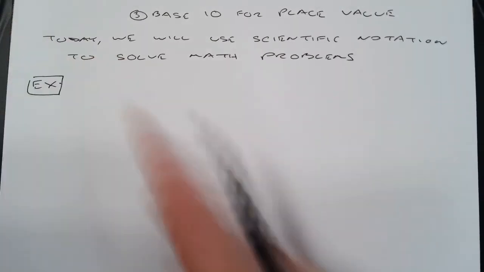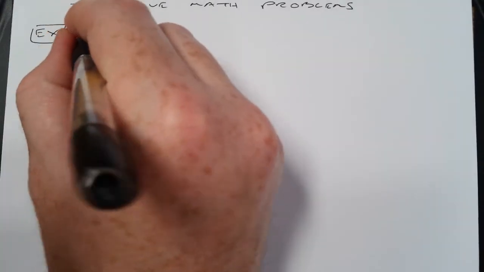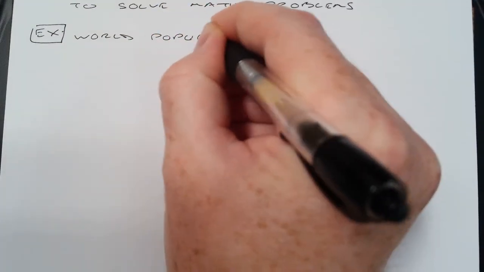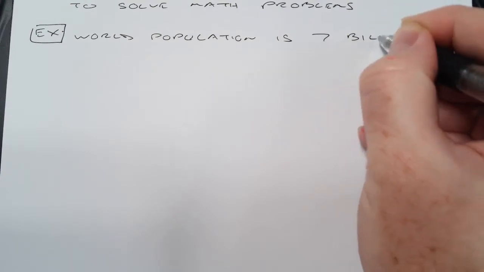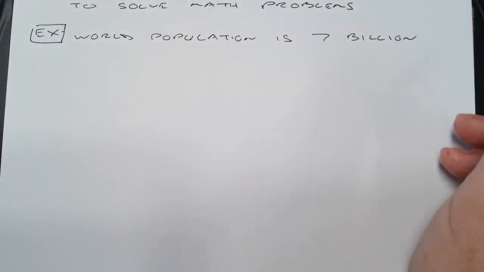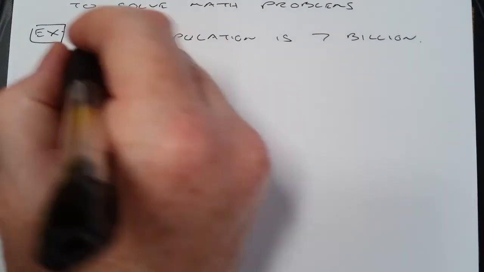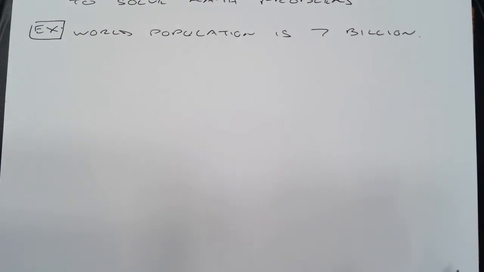Our example will be, let's say, the world population is about 7 billion, but we'll just say 7 billion because we don't know who just got born and who just died. World population is 7 billion. And that is a fact. It's an estimate, but it's a fact.